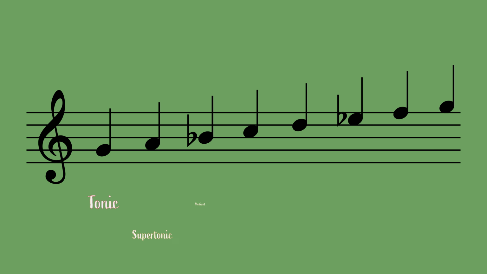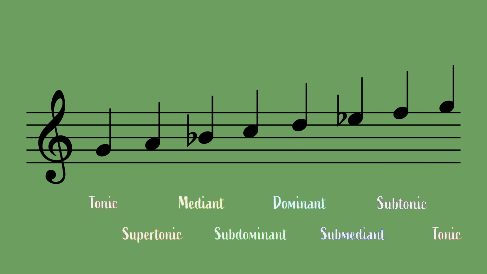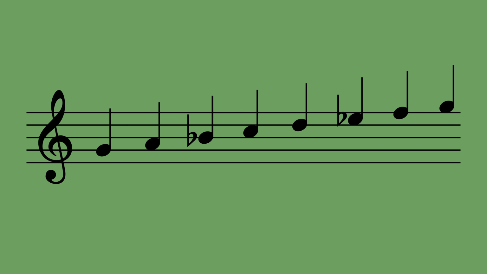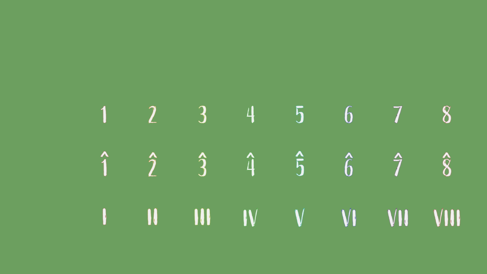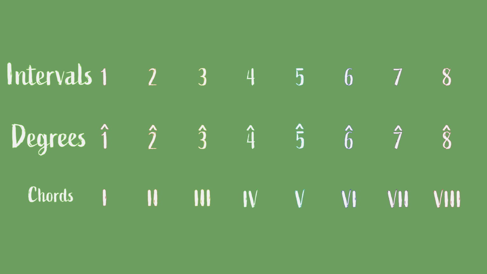Instead of always using their full names, there are several ways to talk about degrees using numbers. You can use regular numbers, numbers with circumflexes, or again, Roman numerals. I personally prefer numbers with circumflexes. I'd rather use regular numbers for intervals and Roman numerals for chords, but use what is most convenient for you.